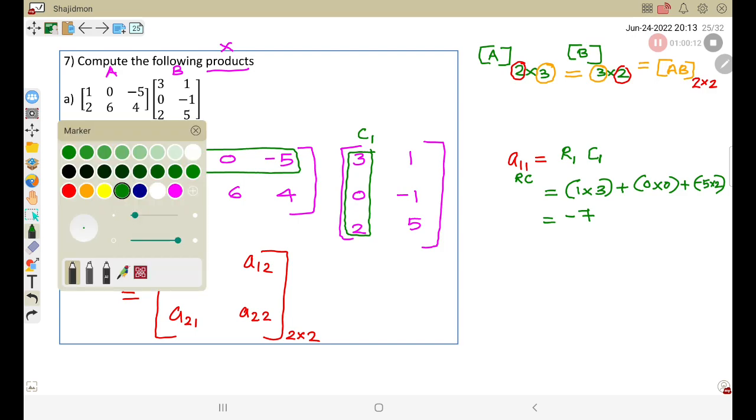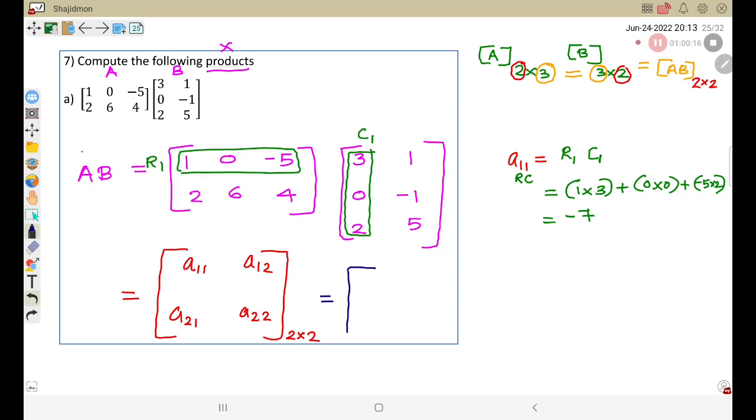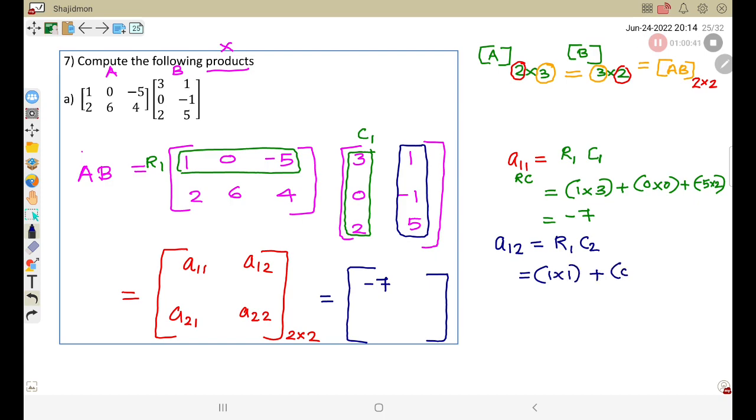So you will get minus 7. I will write the answer here together: first number minus 7. Now the second number, A12. A12 means first row with column number 2: row 1, column 2. Row 1 multiplied with column number 2. So first number 1 multiply 1, plus second number 0 multiply minus 1, plus third number minus 5 multiply 5. 1 multiply 1 is 1, 0 multiply minus 1 is 0, minus 5 multiply 5 is minus 25. So the answer is minus 24.